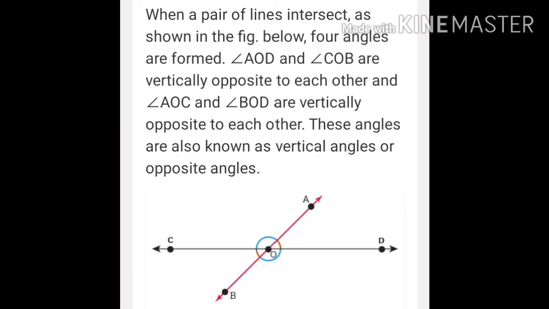Now let's see vertically opposite angles, like we discussed earlier in the previous video. Here I am going to give a recap of it. When a pair of lines intersect as shown in the figure below, four angles are formed: angle AOD and COB, and angle AOC and BOD. These are vertically opposite angles.